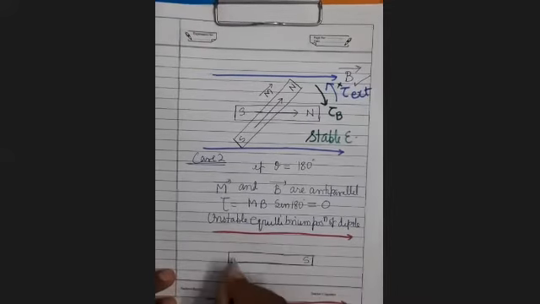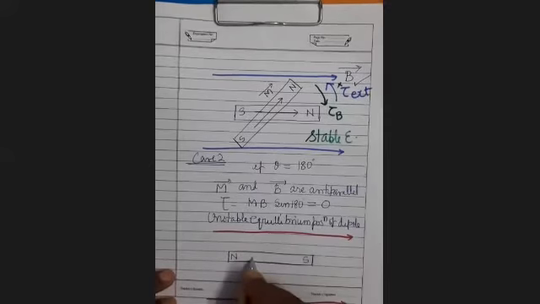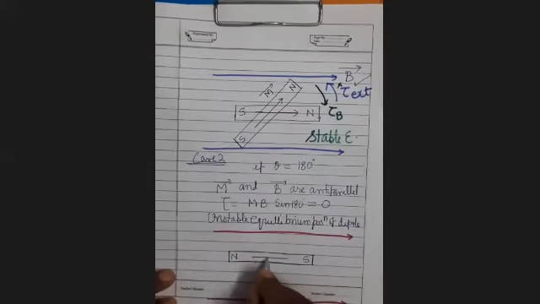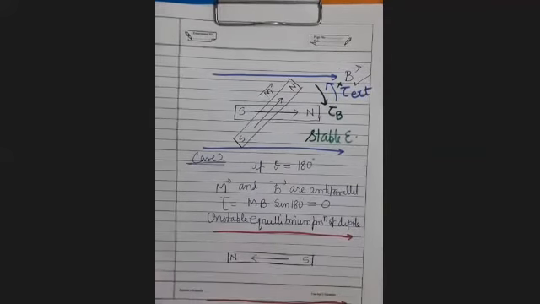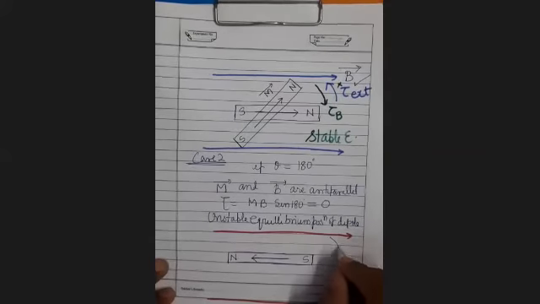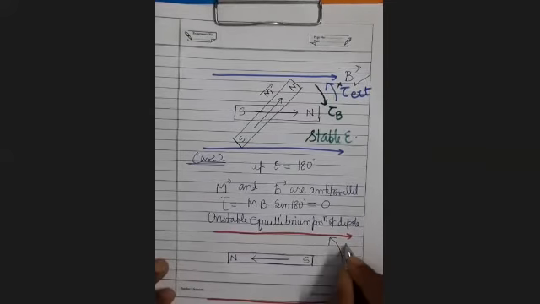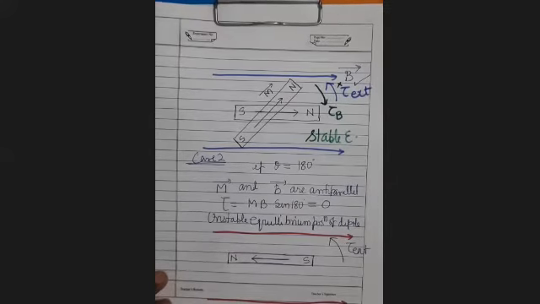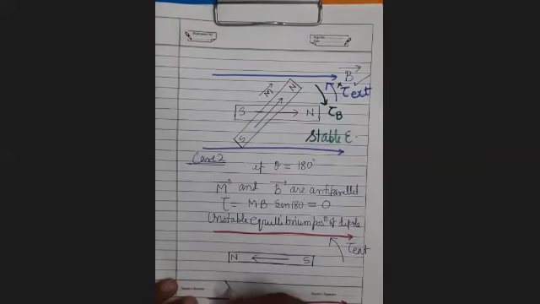Its south pole is on this side, north pole is on this side, and this is the direction of the magnetic moment. It is clear. When you apply an external torque, tau external, in the anti-clockwise direction, it will come to the new position. What will be the new position?